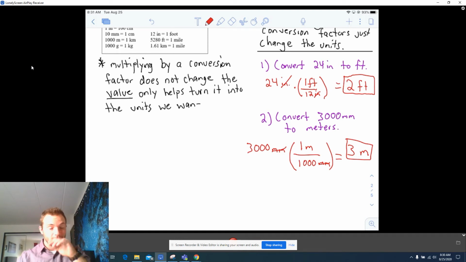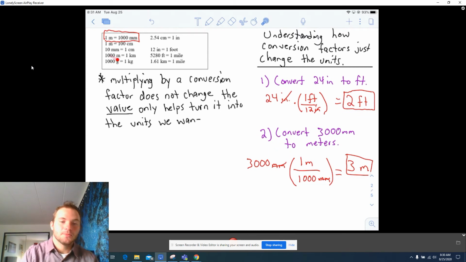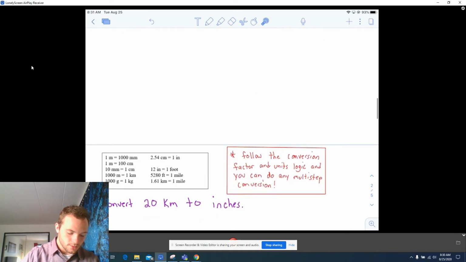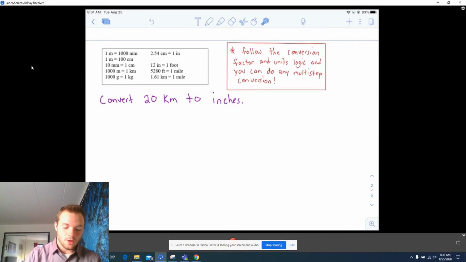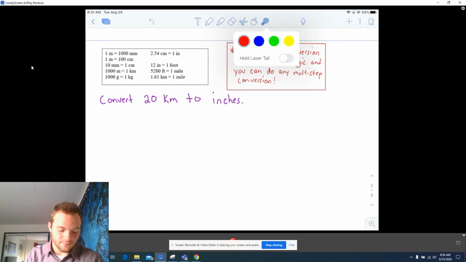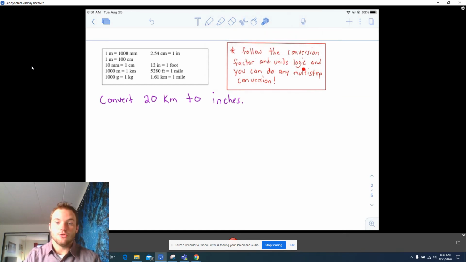So now if you're getting the logic of conversion factors a little more, we can use this key up here to pretty much do any conversion we want. So here, we're going to do a few. If you follow the conversion factor and units logic, you can do any multi-step conversion as well. And this is also going to work later when we try and convert more physics units and things like that.